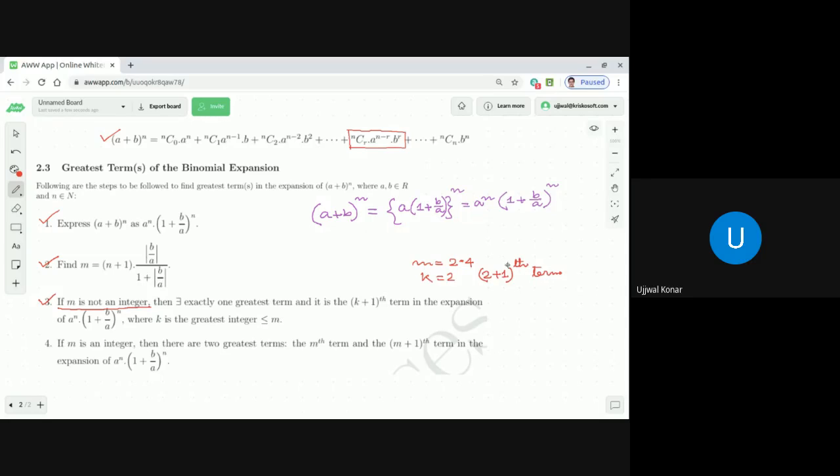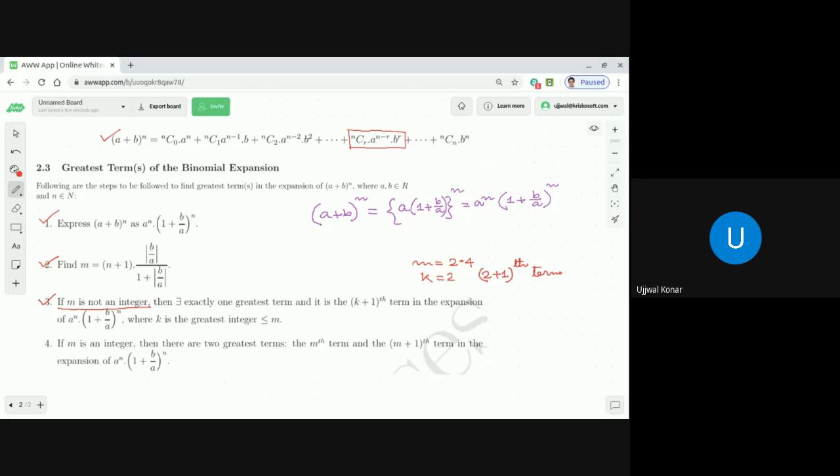Suppose in another way, you get the value m is equal to 11.32. So what is the greatest integer less than equal to 11.32? It is 11. Then what will be our term? It is the 11 plus 1, 12th term. You can say, okay, 12th term is the greatest term. How quickly you are answering, dear students? And you are able to answer that quickly because of only one reason, that you are following the steps. Now let's come to the next one.